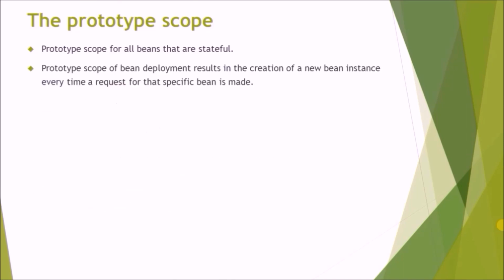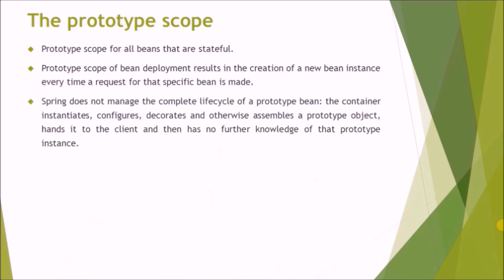Prototype scope of bean deployment results in the creation of a new bean instance every time a request for that specific bean is made. Spring does not manage the complete life cycle of a prototype bean. The container instantiates, configures, decorates and otherwise assembles the prototype object, hands it to the client, and then has no further knowledge of that prototype instance.